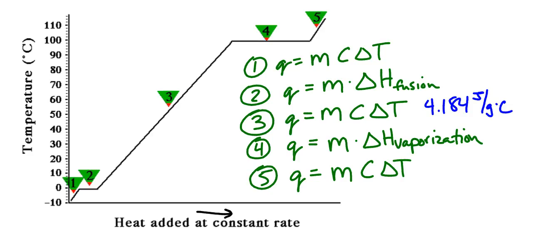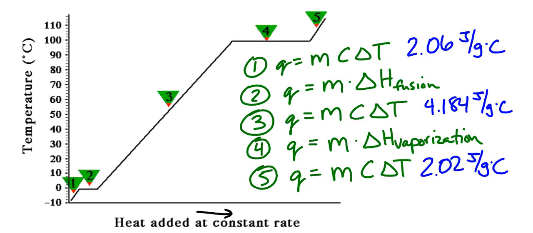Ice's specific heat capacity, which is at step 1, is 2.06 joules per gram degrees Celsius. And for steam, it is 2.02 joules per gram degrees Celsius. I've seen it where they use 2.1 for ice and 2.0 for steam, but these are the values that we're using, so we're going to stick with these values. Not to mention, there are 3 sig figs there, which makes things nice, at least consistent.